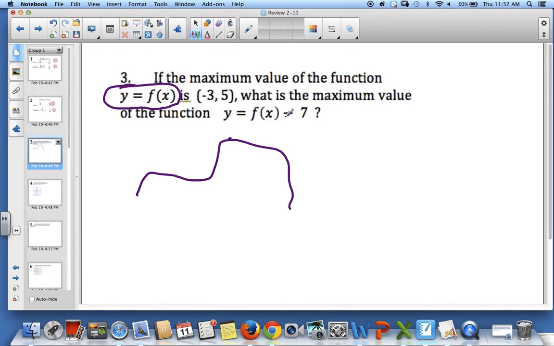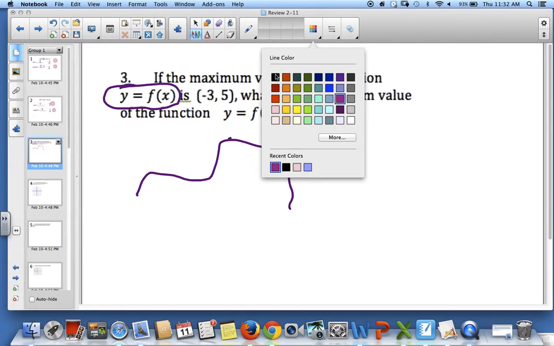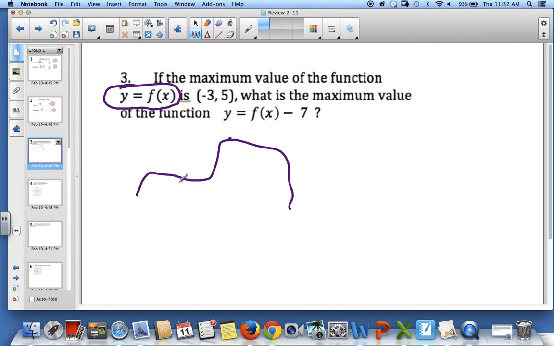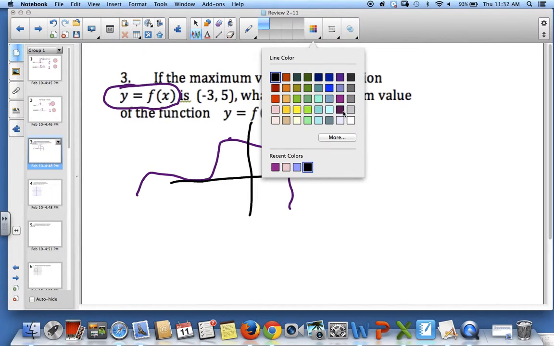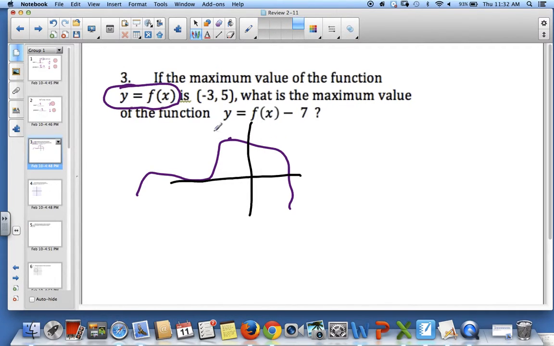The whole graph is being shifted 7 units. So basically what's happening is we're taking this graph here and we're shifting it. Let's just put a graph around this here. Hold on a second. I'll do this. So this would look like, okay. So this point right here, let me go back to the color. I'll go here. This point right here is negative 3, 5. That's the maximum point of the graph. And what they're saying is the graph, every point on the graph is being shifted down 7.